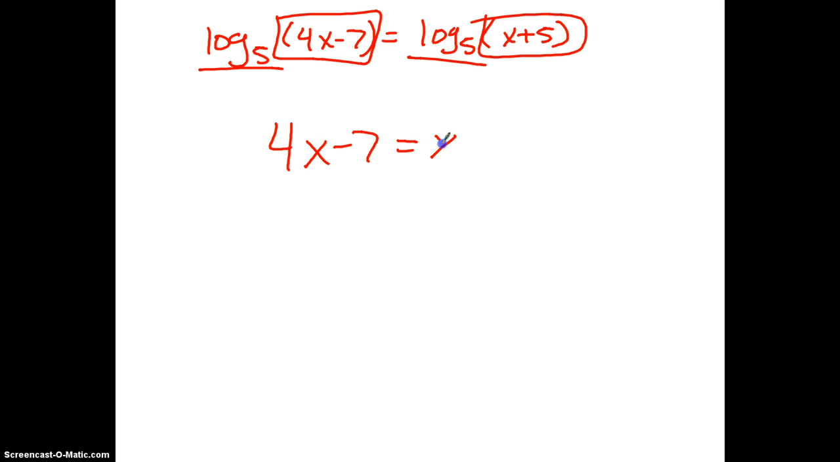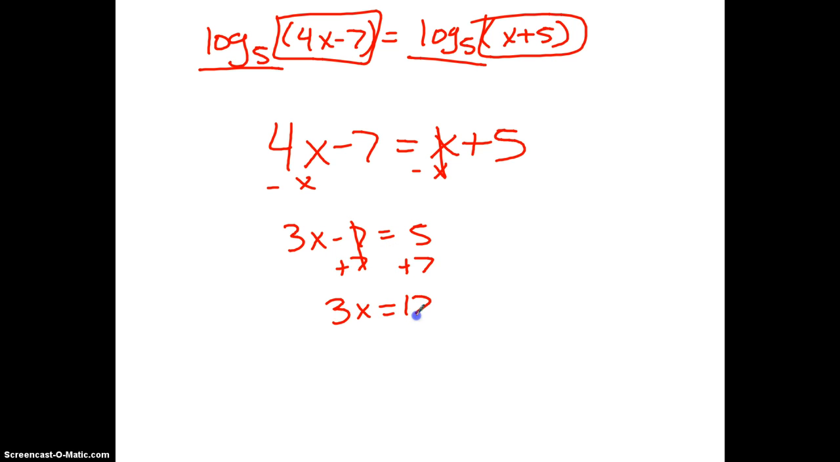4x minus 7 equals x plus 5. And then again, it's a simple algebra problem. We can subtract x from both sides. I get 3x minus 7 equals 5. Add 7 to both sides. Get 3x equals 12. Divide both sides by 3, and I get x equals 4.